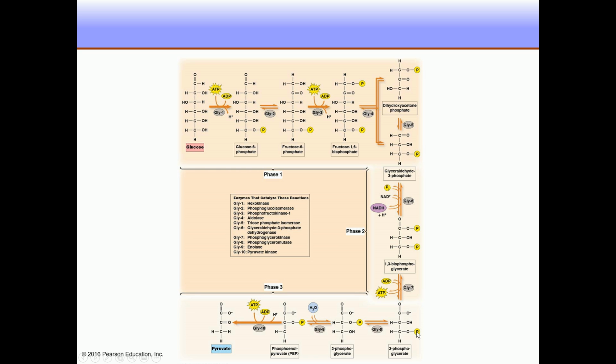Then 2-phosphoglycerate is converted into phosphoenol pyruvate, and this takes place with the help of the enzyme called enolase. And then in the last step, phosphoenol pyruvate is converted into pyruvate. So phosphoenol pyruvate, which has the phosphate group, will give this phosphate group to ADP, and ADP will be converted into ATP. This takes place with the help of the enzyme pyruvate kinase. So this is another step where ATP is produced by the process of substrate level phosphorylation.